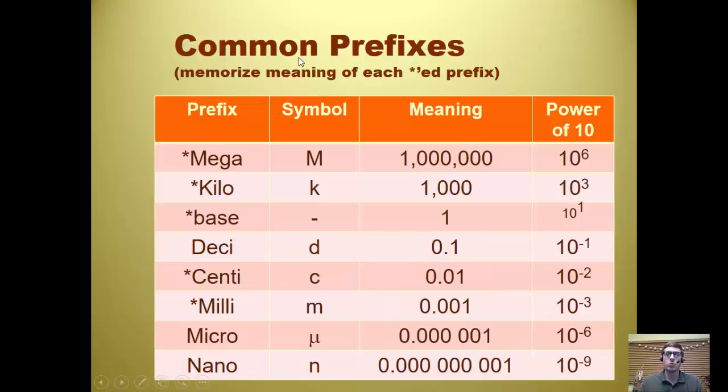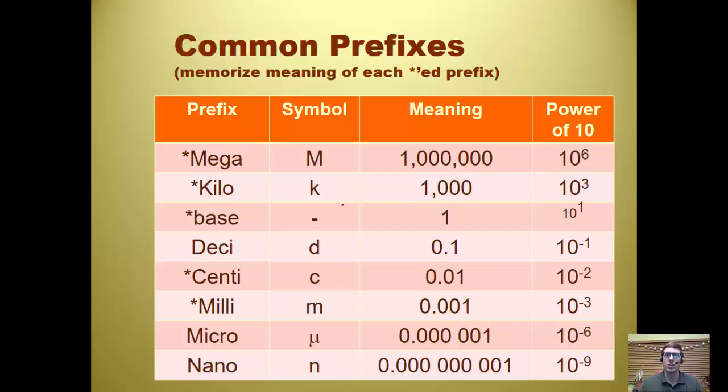Common prefixes to use and to know are listed here, and the ones I really want you to know are the ones with the asterisk. You should know most of them, but perhaps you don't know a couple of them. Mega is new, probably to you. Maybe you've heard of megabytes. That's actually a million bytes, MB.